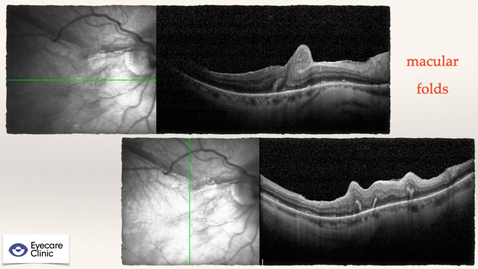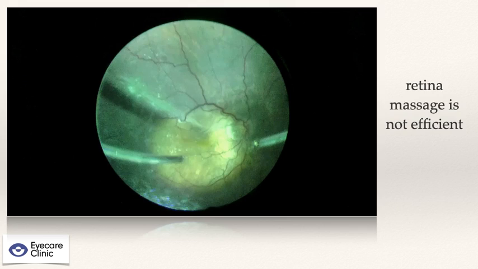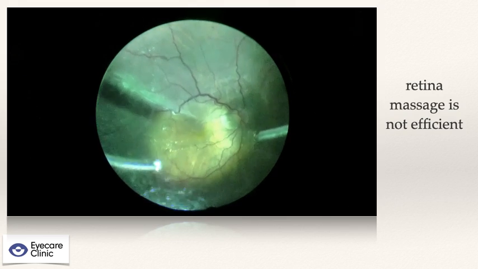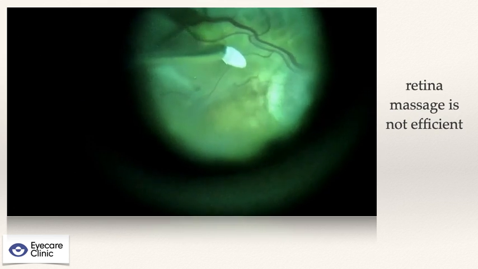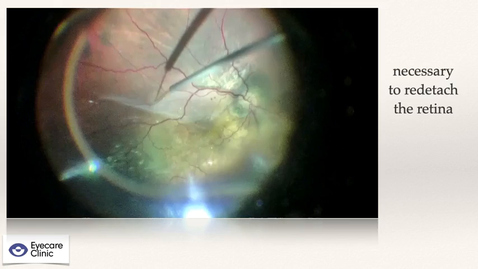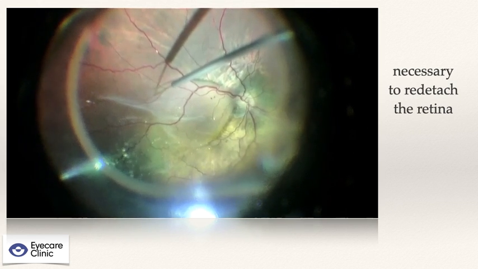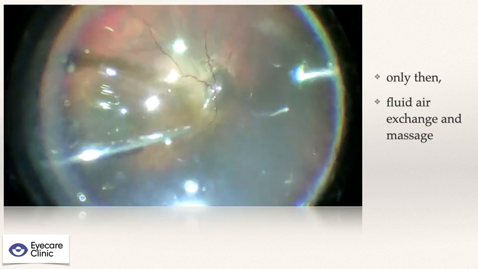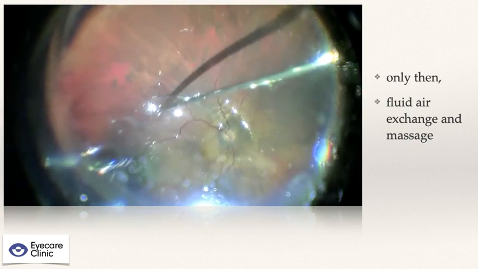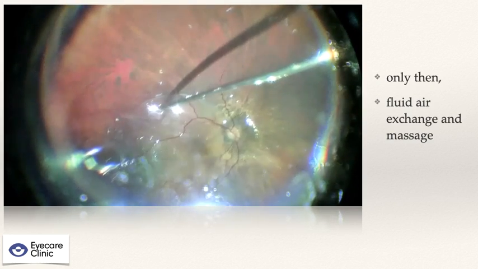So let's see what happened. One week postoperatively, a fold appeared evident in the macula. How to treat the retinal fold? Well, just the massage of the fold is not efficient, and it is actually dangerous for the risk of inducing iatrogenic lesion. So it is necessary to redetach the retina in a wide area. And only when the retina is detached, it can be massaged to open the fold, and a partial fluid air exchange can be done at the end of surgery.